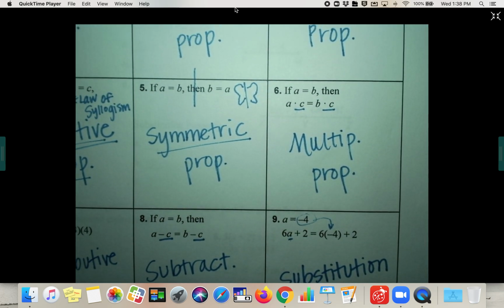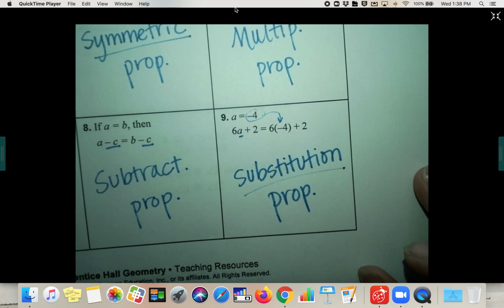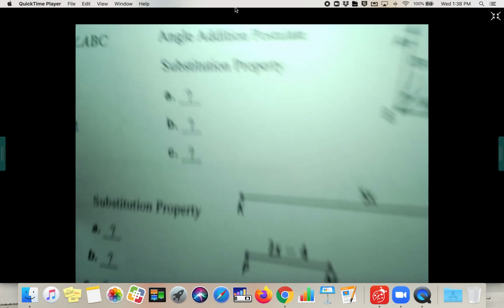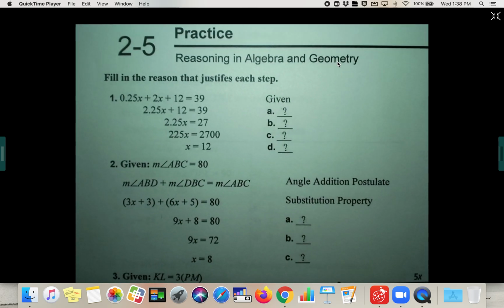And I think the other ones you should be able to get, maybe with substitution. The other ones you would maybe be able to get just based on common sense. Okay, let's go to the next page and try some of these.